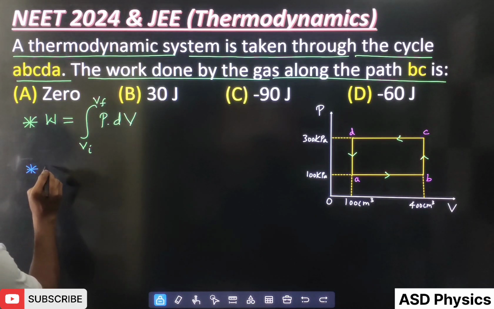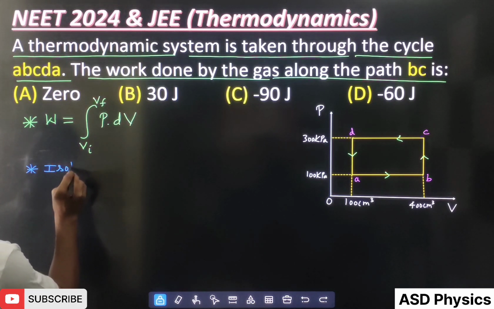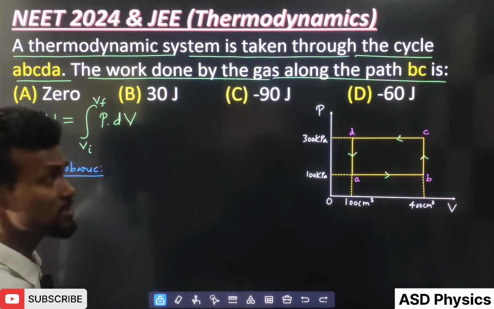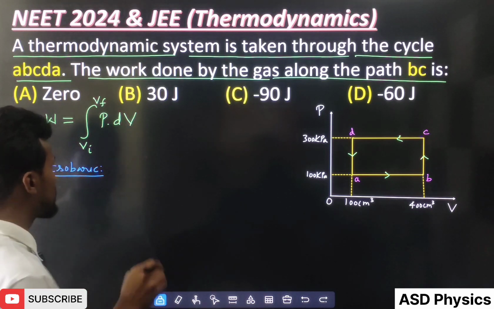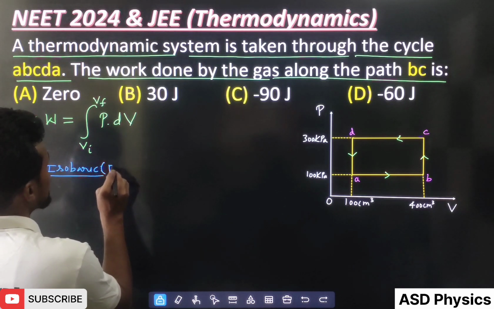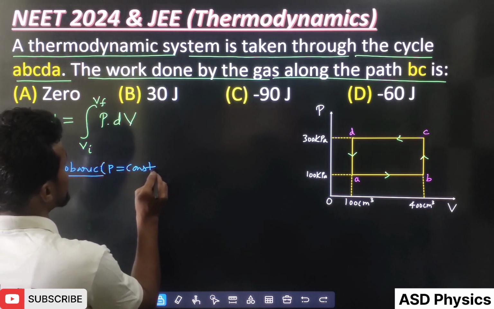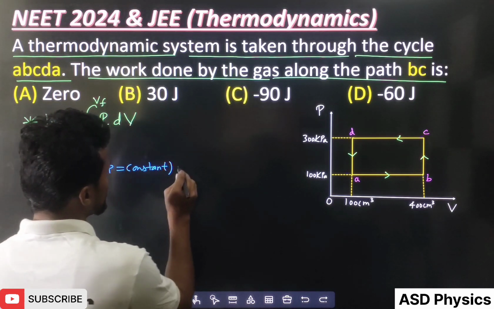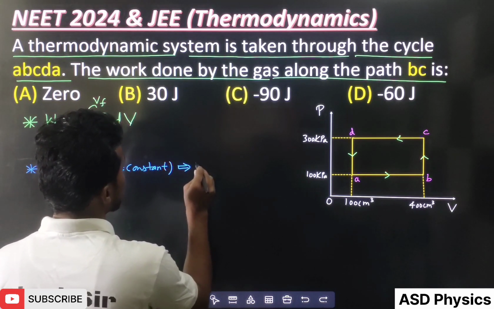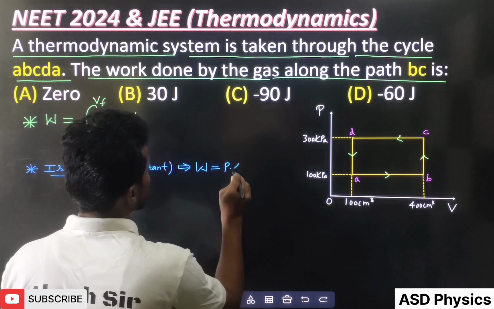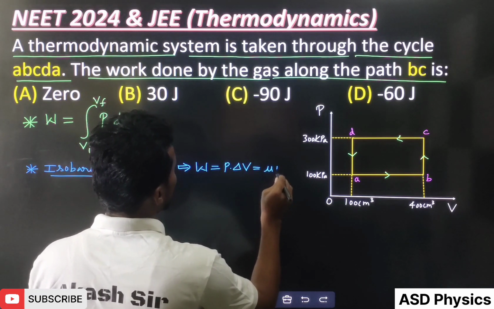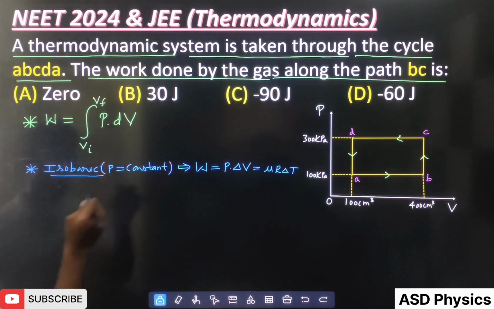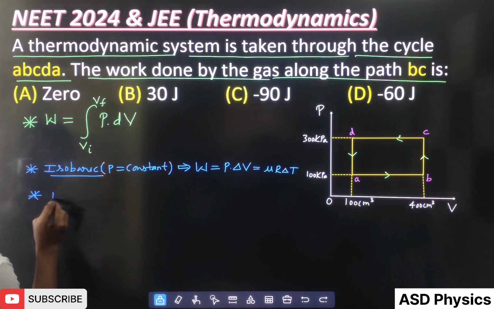If I write this formula, let's take for example, isobaric process. In isobaric process, what happens? The pressure used to be constant. I am just telling the very basic answer. We can get it very easily, but the basic is the pressure used to be constant. So when the pressure is constant, we can write the formula work done equals P delta V or mu R delta T. This formula we will apply when what is constant? Pressure is constant.